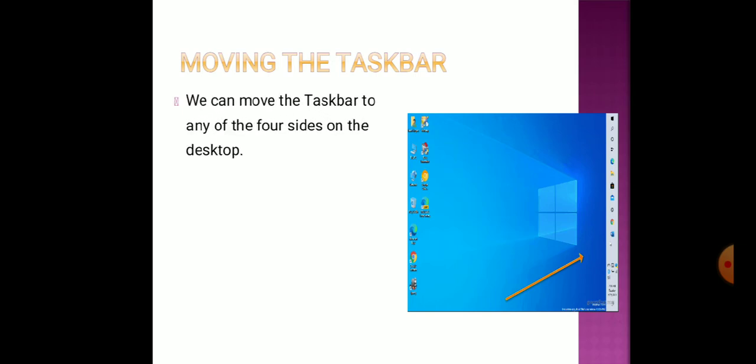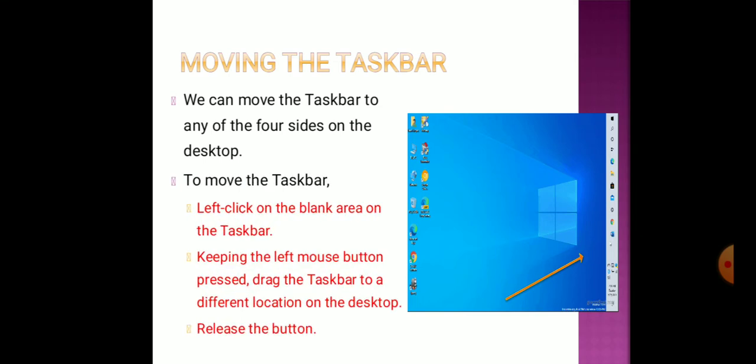We know the taskbar is present at the bottom of the desktop, isn't it? We have seen already. But if you want to change that location, what shall we do? We can move the taskbar to any of the four sides on the desktop. Already we have seen it at the bottom side, isn't it? We can make it here also, and here also. So we can move the taskbar to the four sides.